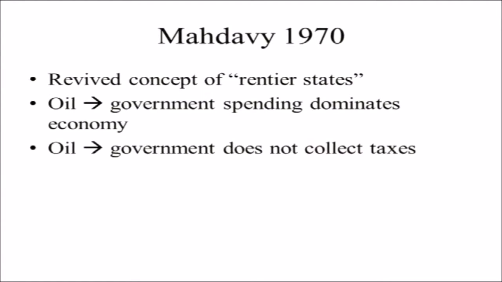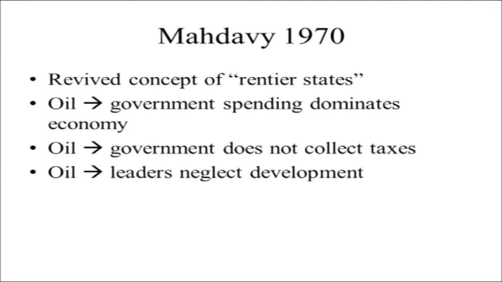Importantly, he pointed out that this occurs without the government having to resort to taxation. So the government is spending but not taxing. It plays this dominant role in the economy, and yet it does not have to turn to citizens to try to collect taxes. And this leads to a breakdown in accountability, he argued. So as a result, in his argument, oil led to governments that tended to neglect development because the leaders were not bound to listen to the people and to follow their best interests.